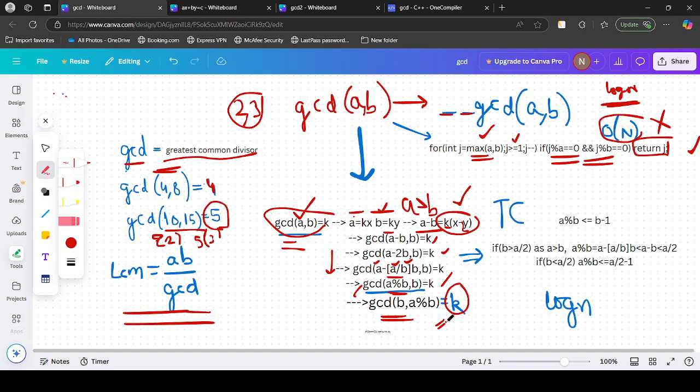But how is it useful? So let's discuss time complexity. So what is a mod b? It can surely be less than or equal to b minus 1 because we are doing modulus with b. It can never be greater than or equal to b.